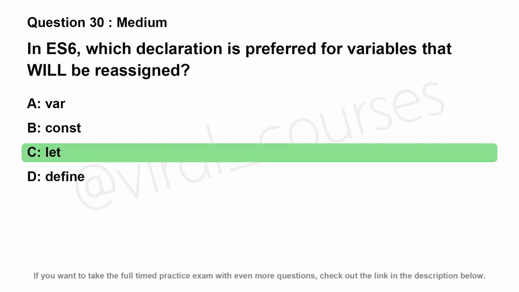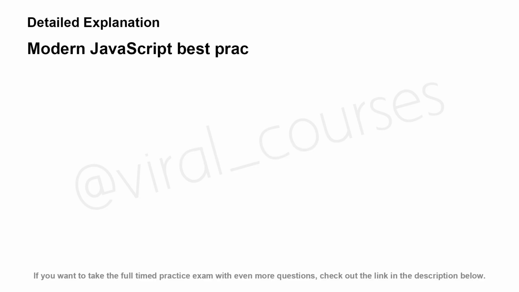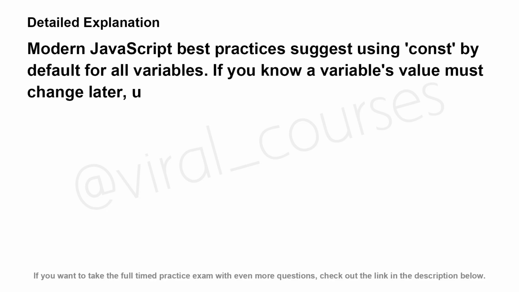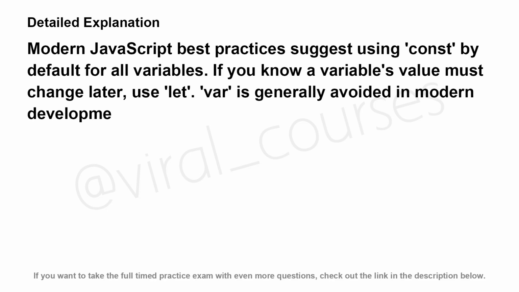The correct answer is C. Modern JavaScript best practices suggest using const by default for all variables. If you know a variable's value must change later, use let. Var is generally avoided in modern development due to its scoping quirks.